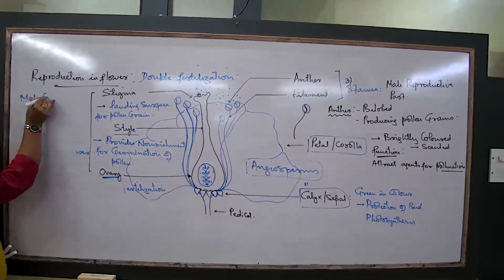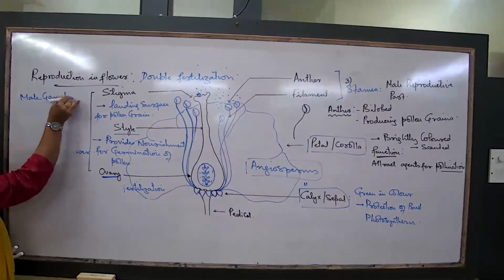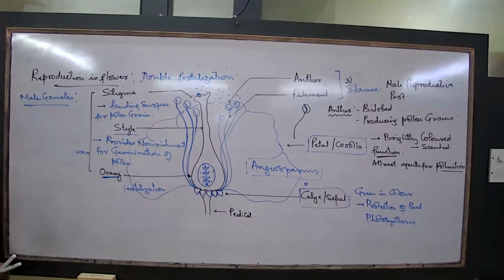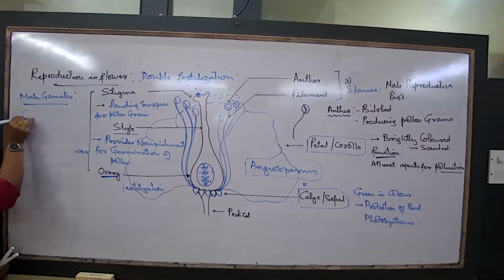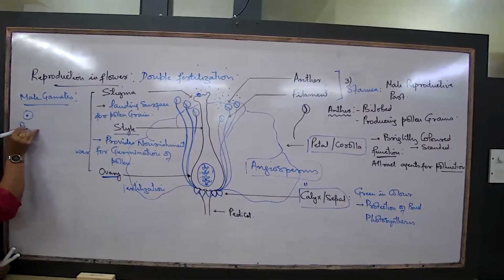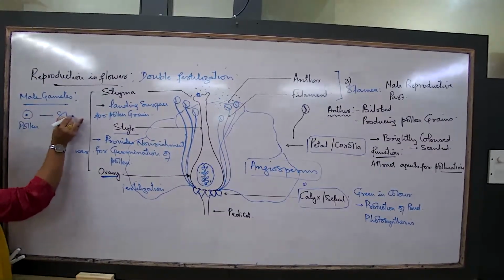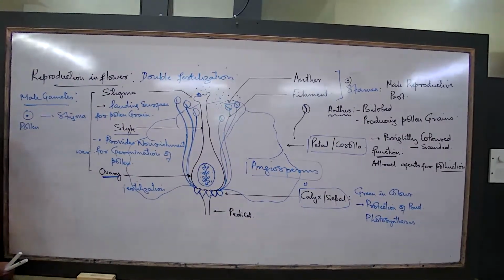Let us first start with the types of gametes. Male gametes, how are they formed? If I talk about this pollen, let us understand. This is a pollen grain. What will happen to this pollen? The moment the pollen is in contact with the stigma, what is the job of the stigma?